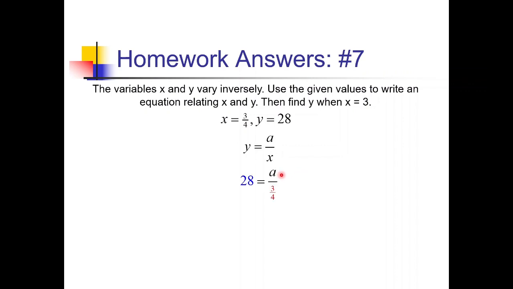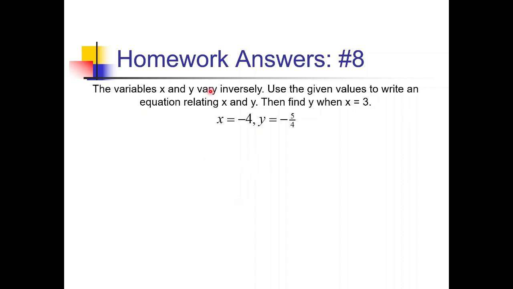And now to get a by itself, which I need to do to write the equation here, I'm going to multiply by 3/4. 3/4 times 28, well, let me see here. 28 divided by 4 is 7, times 3 is 21. So we have an a value of 21. So I can rewrite this then as y equals 21 over x. Now they wanted us to plug 3 in for x. So y is going to be 21 over 3, which is 7.